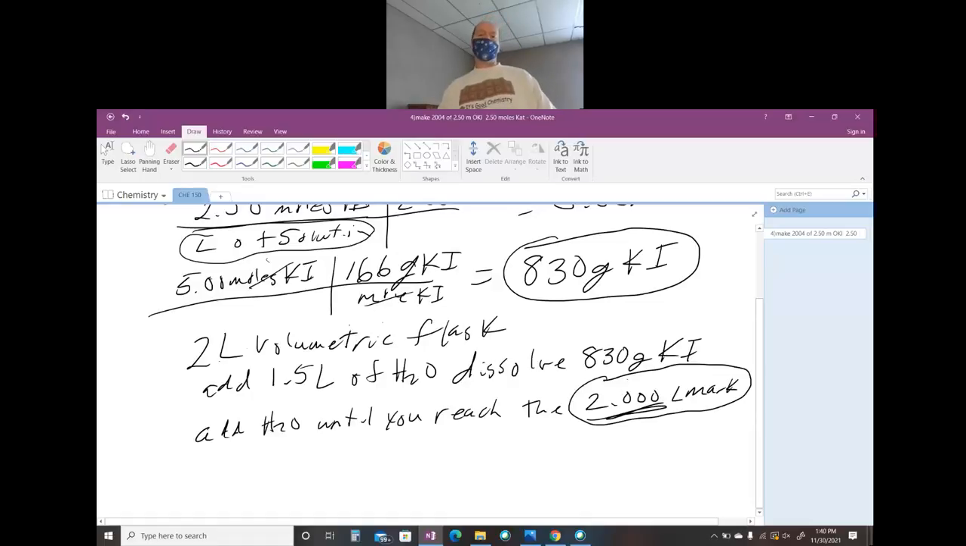It doesn't matter how much water you start with. You have to have enough to dissolve it, but you cannot go over the 2-liter mark. If 1 liter isn't enough water to dissolve it, just add more water until it all dissolves, and then add more water until it's at the 2-liter mark. But 830 grams of KI, that's a lot of KI.